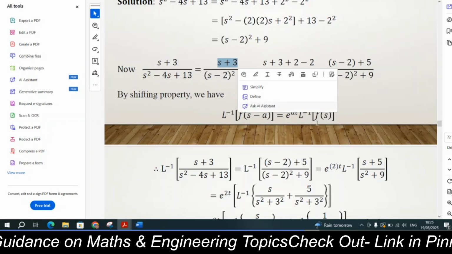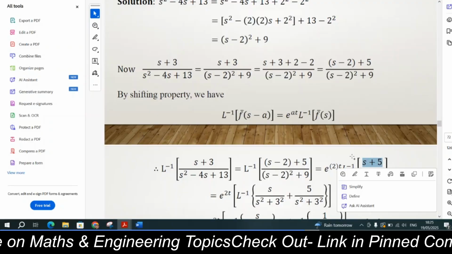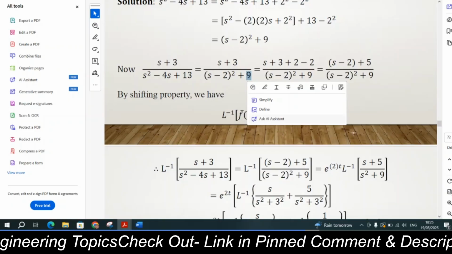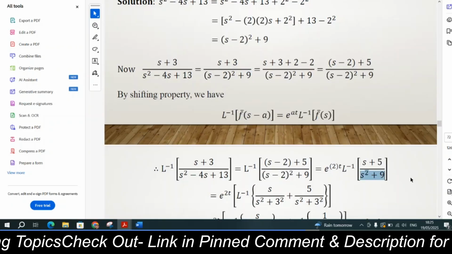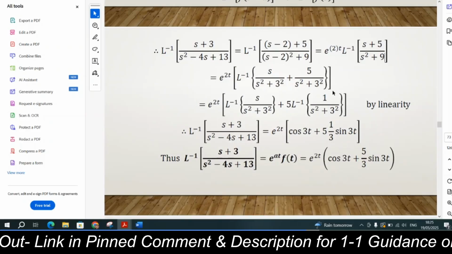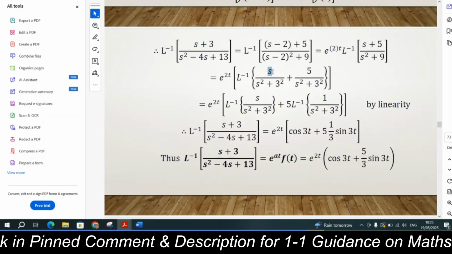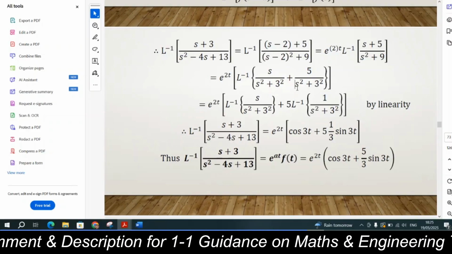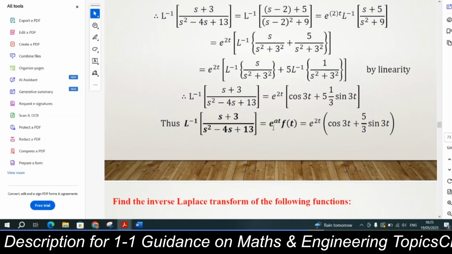What has happened is s minus 2, so you have an e raised to, since it is minus, you have a plus, so e raised to 2t is coming out, and this is what you get at the end. So just imagine over here you're putting s as s plus 2. So what becomes the numerator? That'll become s plus 5, which is what you get over here. And over here, if you put s as s plus 2, it becomes s square plus 9, which is what you have over here.